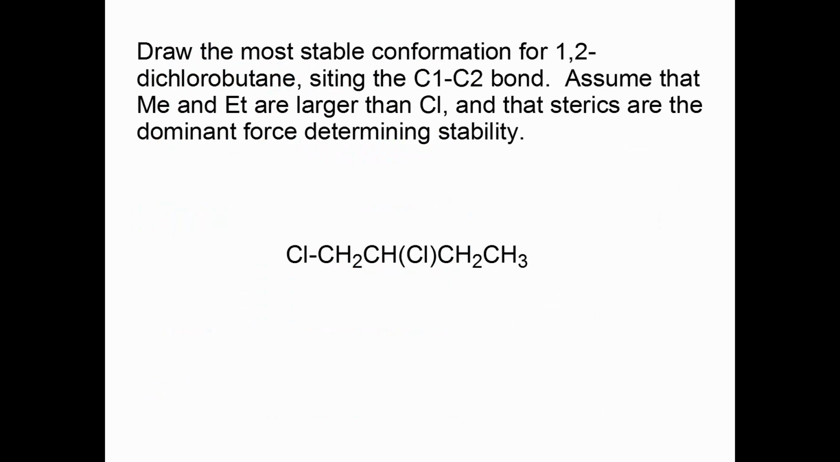All right, let's end this here by having you construct your own Newman projection and draw the most stable form of this compound. Again, you should pause the video and try to do this problem yourself, but I'm going to go right to the answers. Draw the most stable conformation for 1,2-dichlorobutane, citing the C1-C2 bond, and assume that a methyl and an ethyl are larger than a chlorine. We're going to find that that's an essential statement required to actually analyze this.